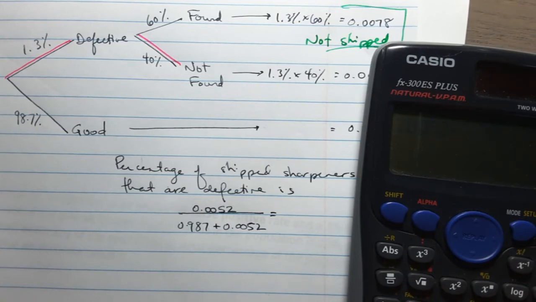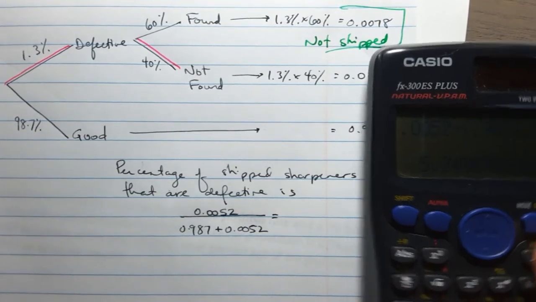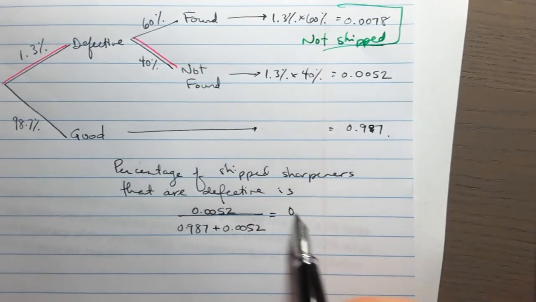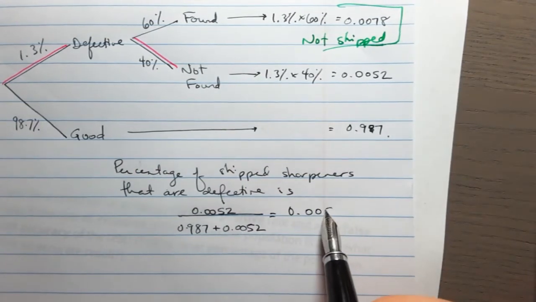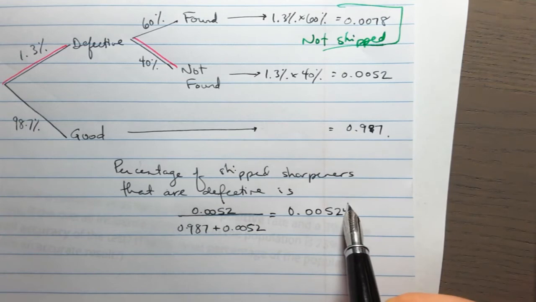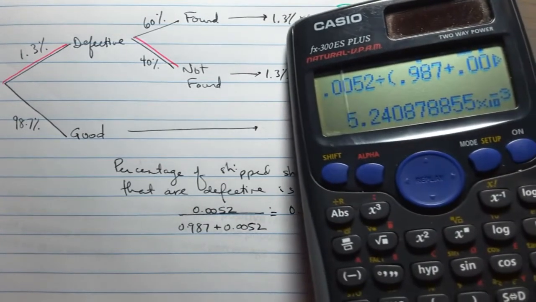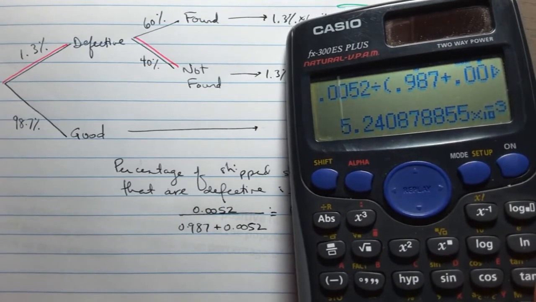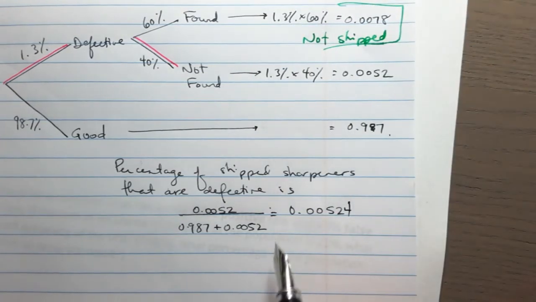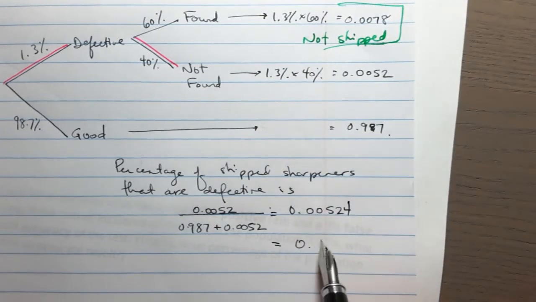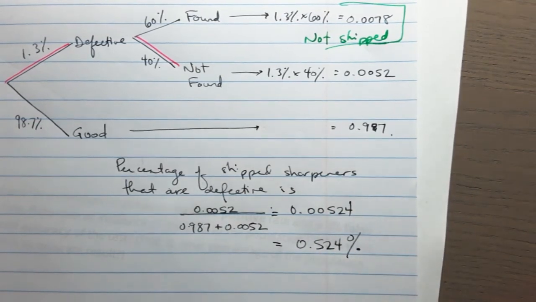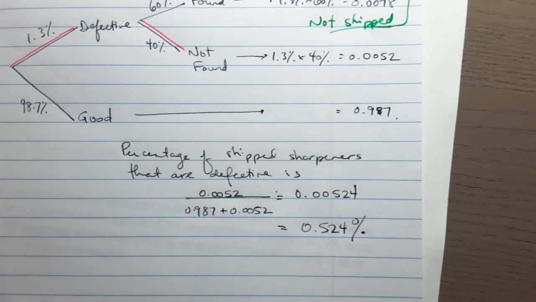I'm going to get a decimal here. So 0.00524. So, yeah, that's right, approximately. Sorry, I should show you there. That's 5.24 times 10 to the negative 3. And I can write that as 0.524%, if that's easier. So about 0.5% of sharpeners are shipped that are defective.